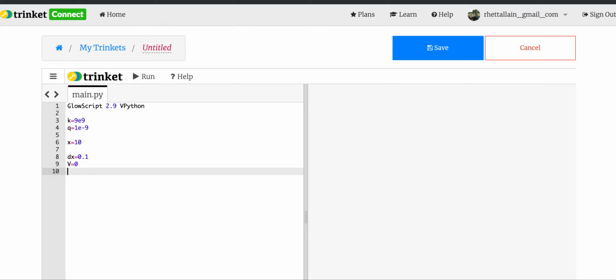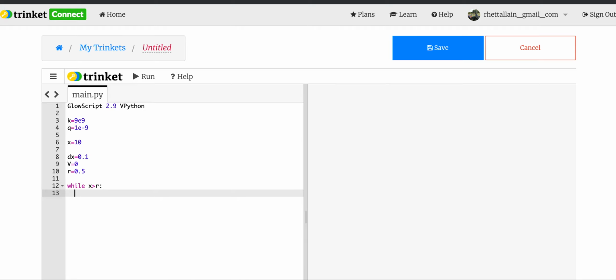And then I want to say r equals, let's say, 0.5. This is where I'm going to end up. So what I want to do is say while x is greater than r, because really I'm starting farther away, I'm going to keep moving until I get to r.